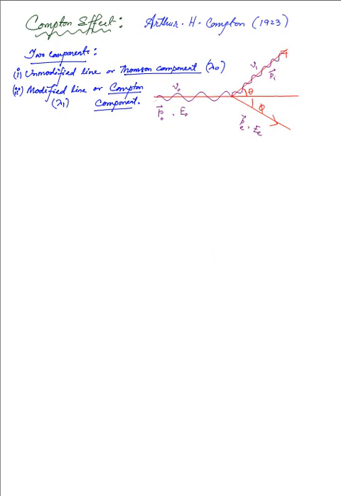Now, the illustration that I have provided shows the scattering process between a single photon and an electron at rest. Initially, the photon has energy E naught and momentum P naught with a frequency nu naught, and it travels along that direction and strikes the electron, which is at rest.